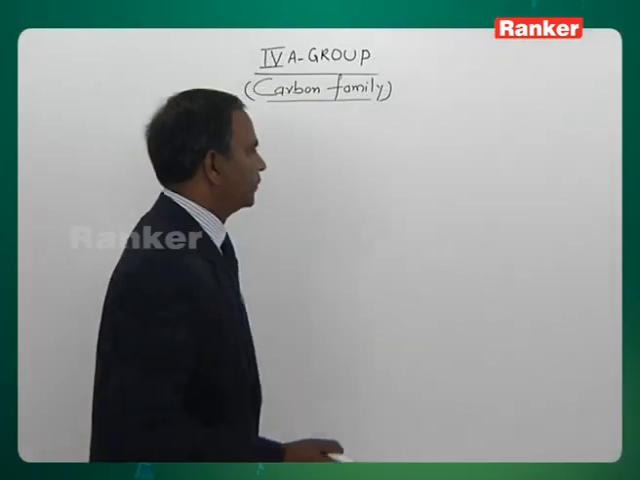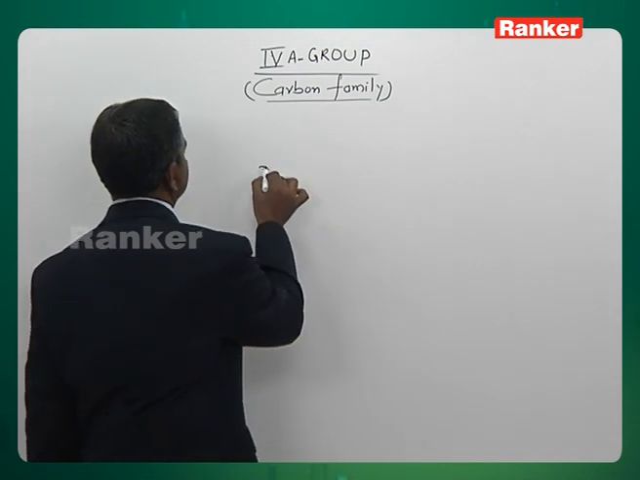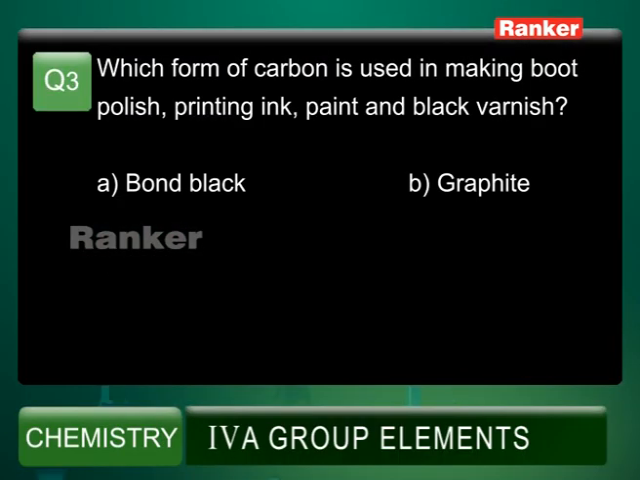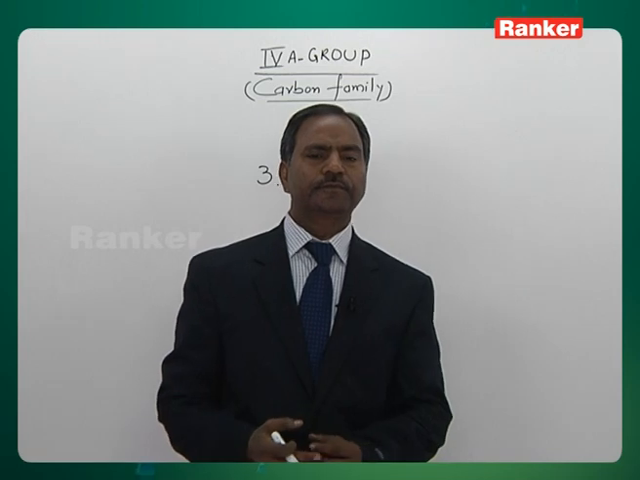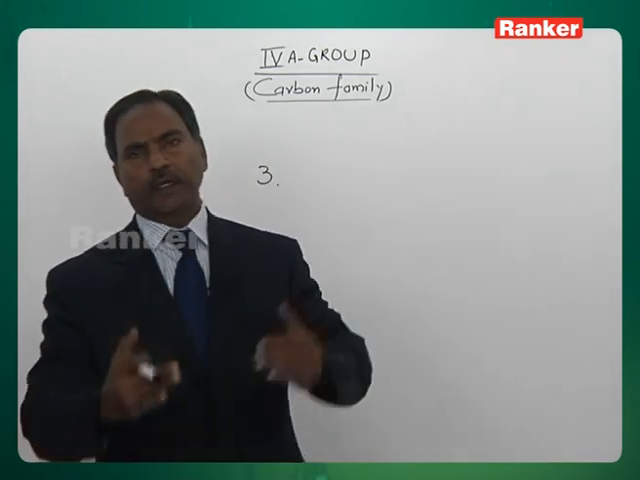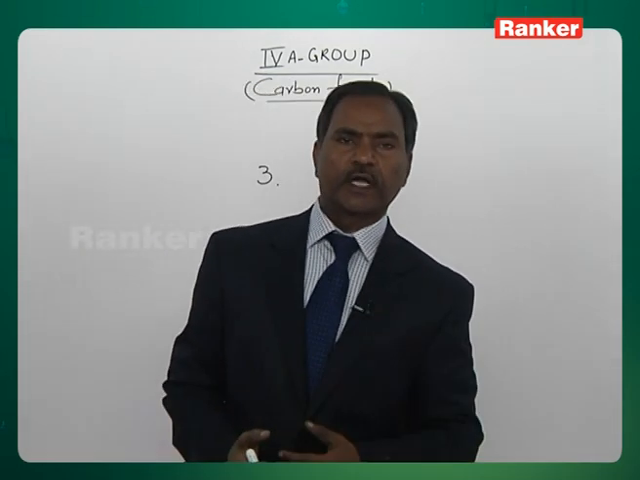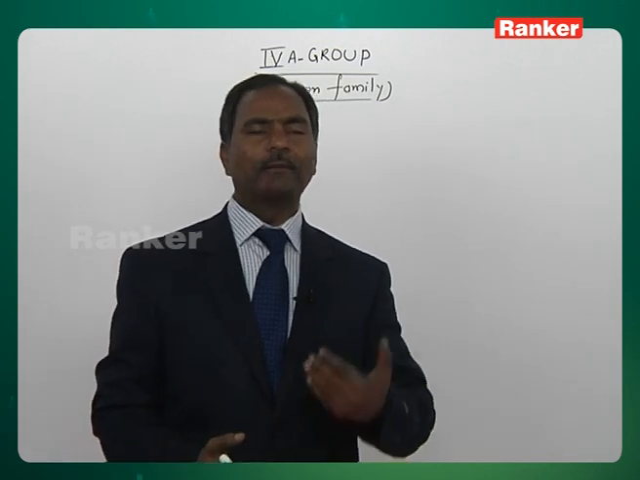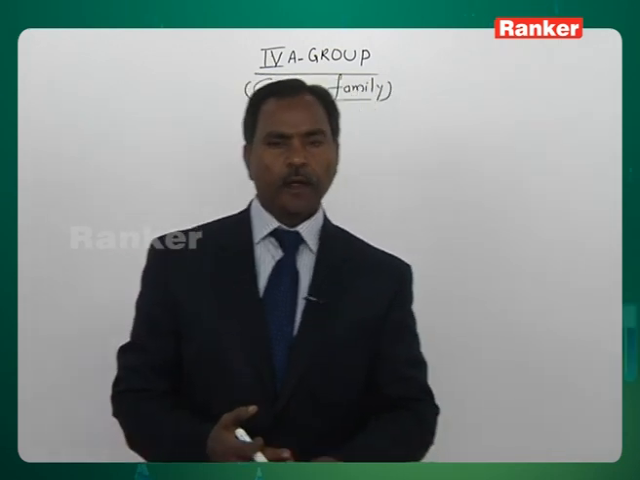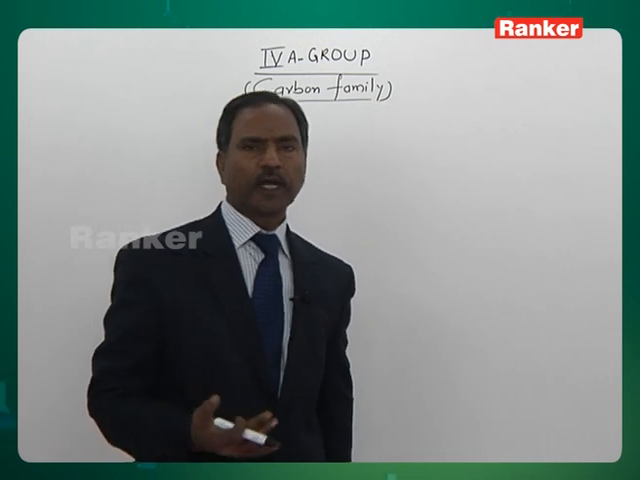Question number 3. Which form of carbon is used in making boot polish, printing ink, paint and black varnish? A is bone black, B is graphite, C is gas carbon, D is lamp black. See, which of these allotropes of carbon is used in the preparation of boot polish, black ink, etc.?